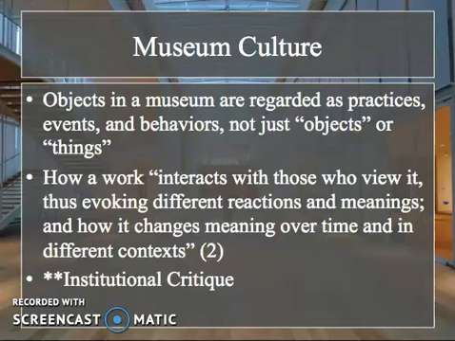We've talked a little bit about museum culture and how we understand this in the context of institutional critique. Objects in museums can be understood as practices, events, behaviors, not just objects and things. So you can see an object in a museum, let's say the Mona Lisa, and it's not only the work itself, but it's the history of it, the way people view it, the way that it has changed over time in interpretation, in different contexts.